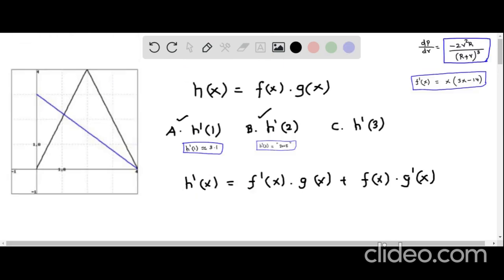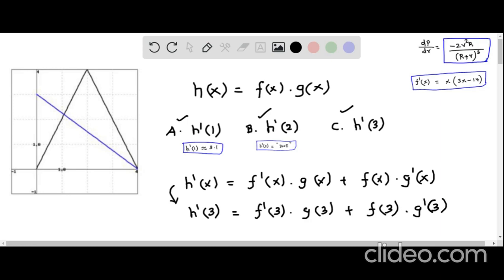We now determine h prime of 3. So we can replace x by 3 in this h prime of x. So therefore h prime of 3 equals f prime of 3, which is the derivative of f of x at x equal to 3, times g of 3, the value of the function g of x at x equal to 3, plus f of 3 times g prime of 3. Let's calculate f prime of 3 first. So this is x equal to 3.